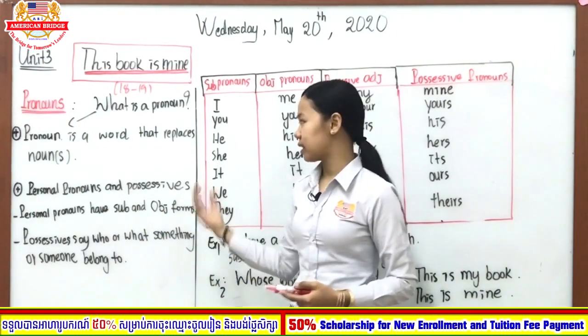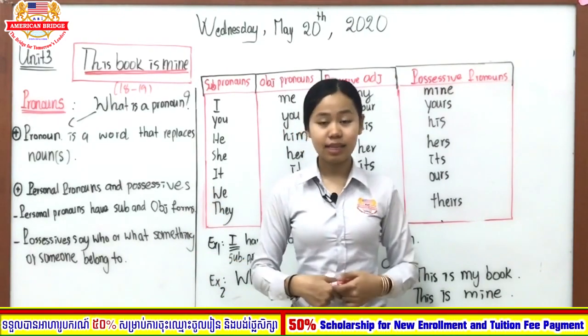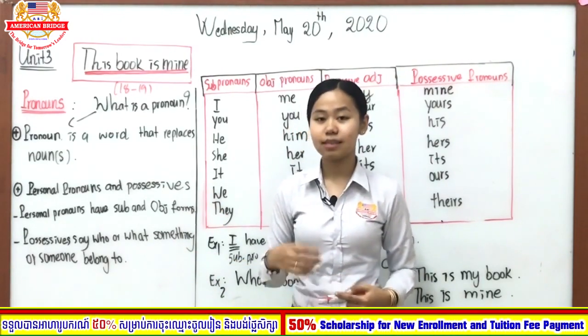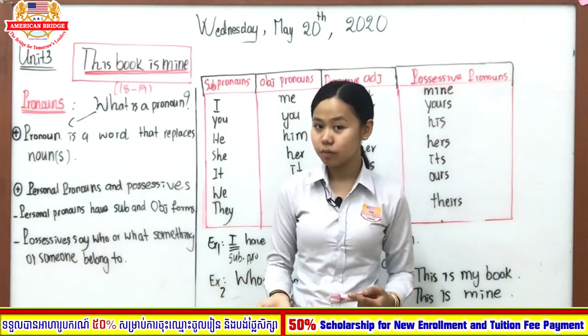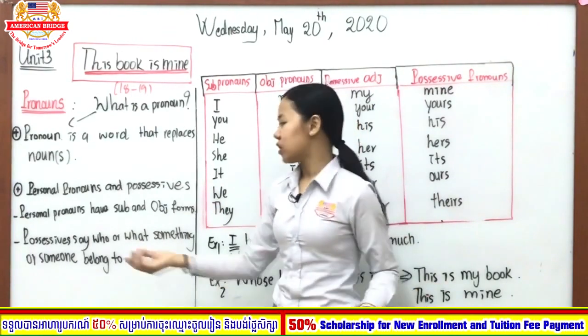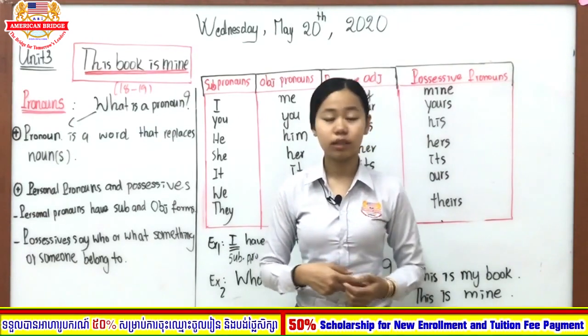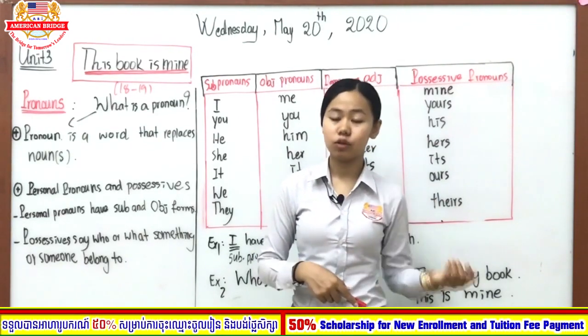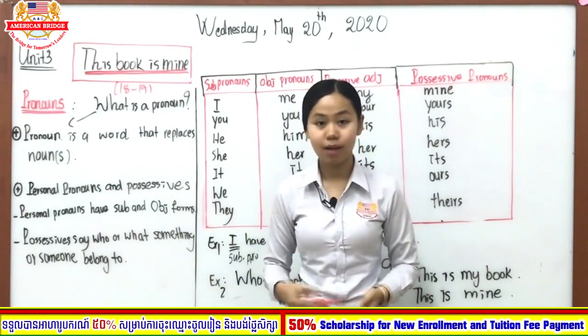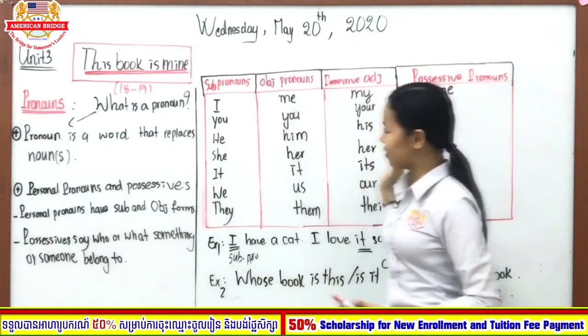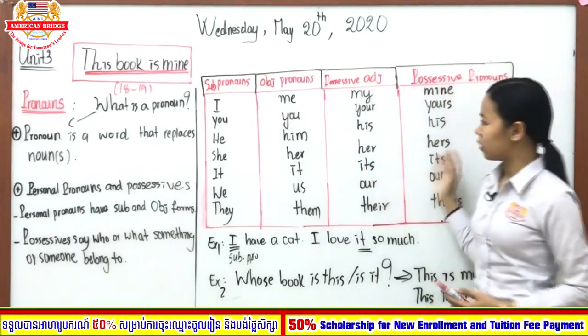For example, this is my book. So it belongs to me. We use a possessive pronoun or possessive adjective in order to talk about possession, something that belongs to someone. Do you understand? So here you can look at the table.